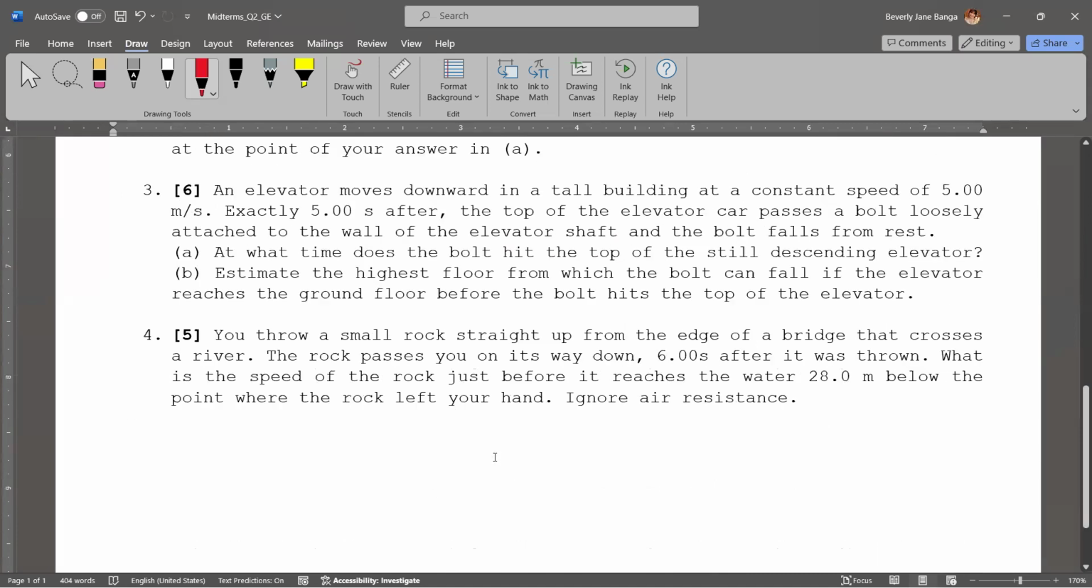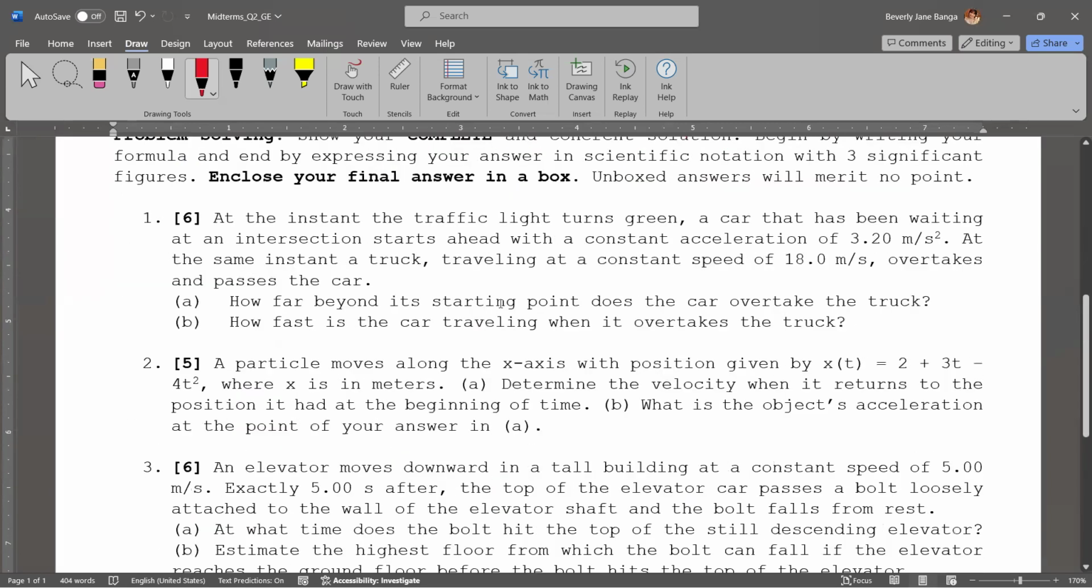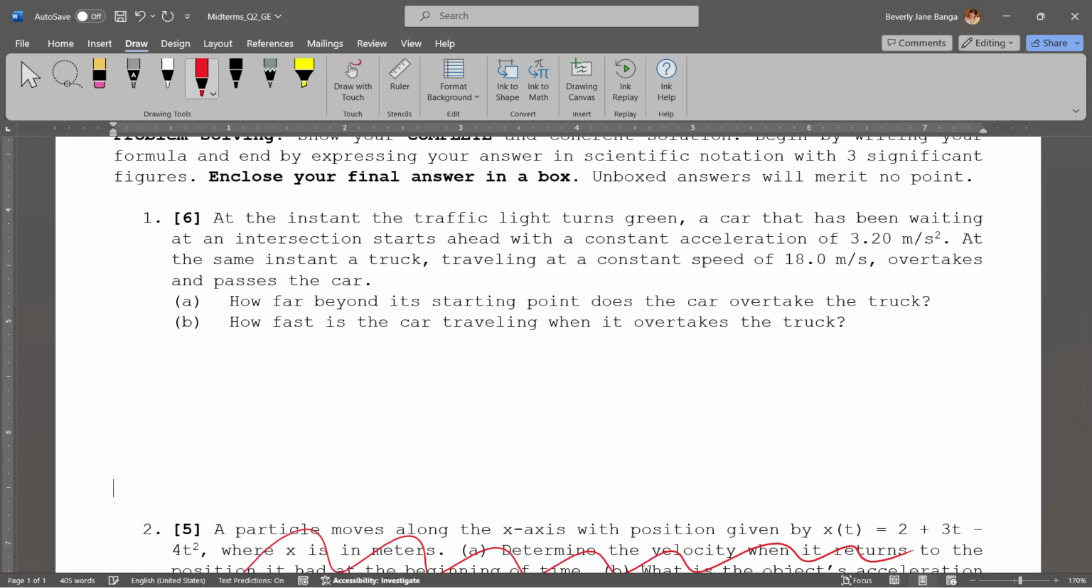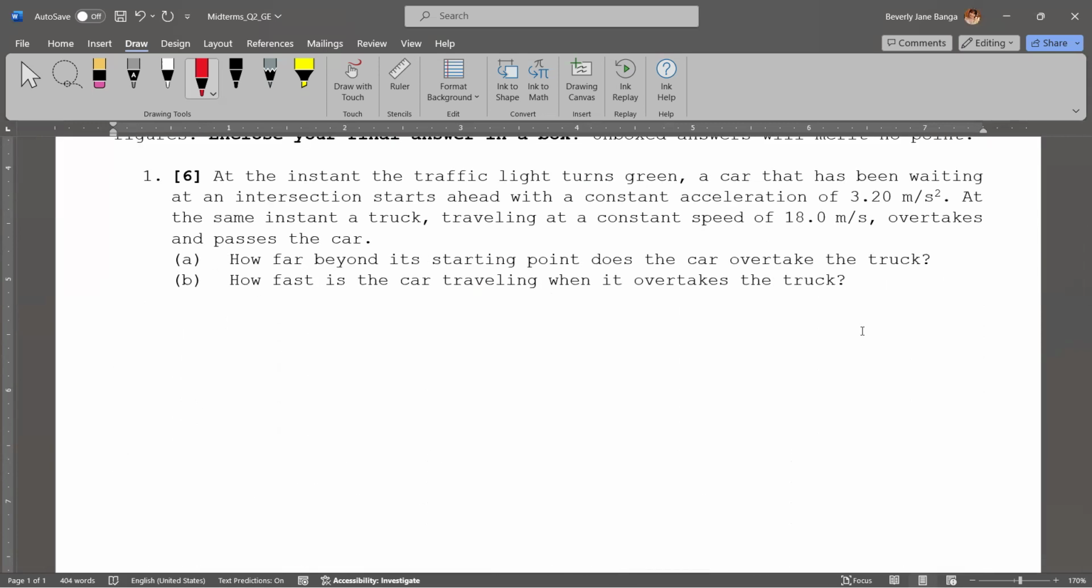Okay, so we're skipping number 4 because we're done with that. I'm also skipping number 2. So we're answering 1 and 3 only. Although this number 1 looks like number 1 in set A.